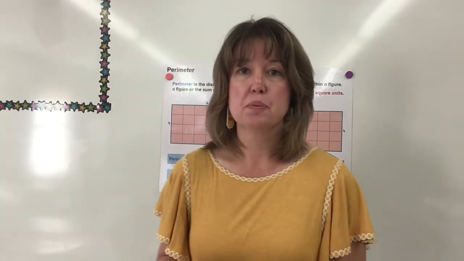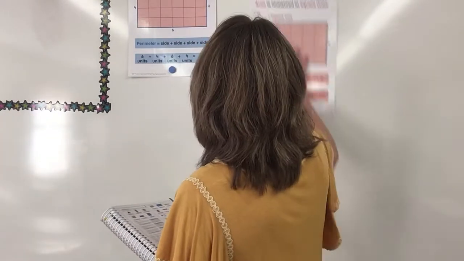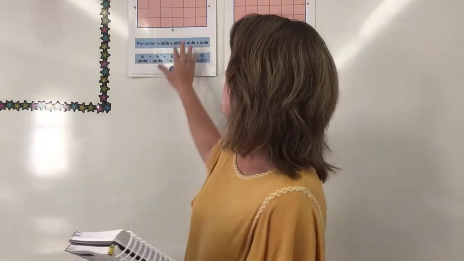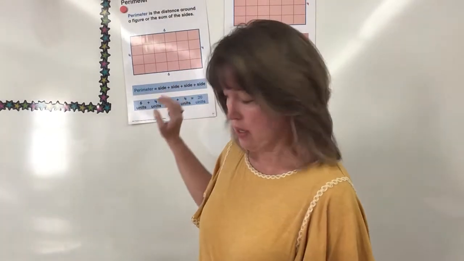Okay, so open your math book to page 145. Let me put these up here. Okay, so number 1. We are going to write an equation to find the perimeter. So we're finding the outside edge. So we're just going to add up the sides.